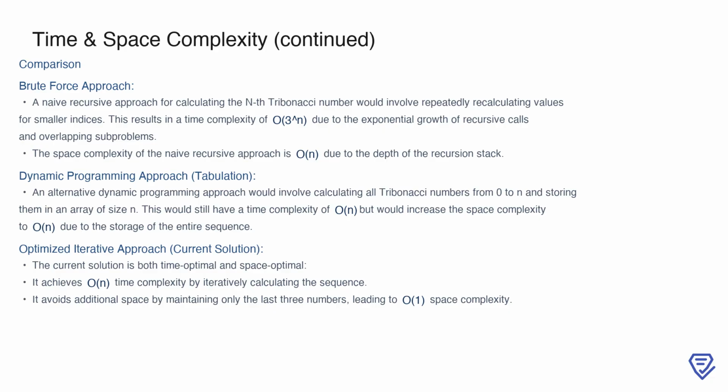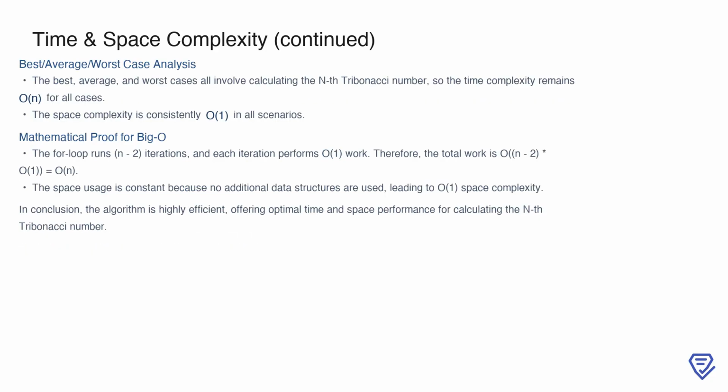Remember, the recurrence relation for Tribonacci is t_n equals t_n-1 plus t_n-2 plus t_n-3, not the Fibonacci formula. Misapplying this can lead to completely incorrect results, so always double-check the problem definition to ensure you're using the right formula. Another frequent issue is unoptimized space usage.